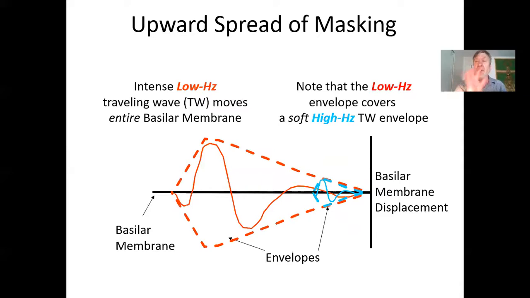So let's talk about the upward spread of masking. Here's a rumbling of a truck. Look at that, the red traveling wave created by the rumbling of a truck across the street from your house.